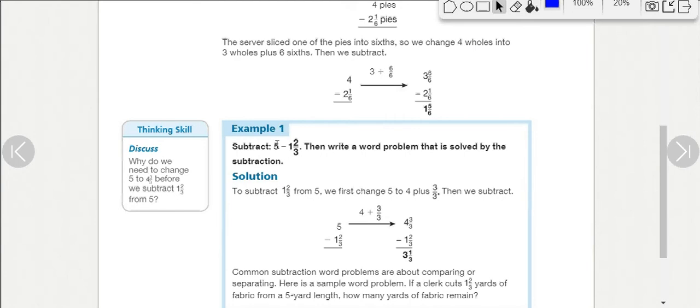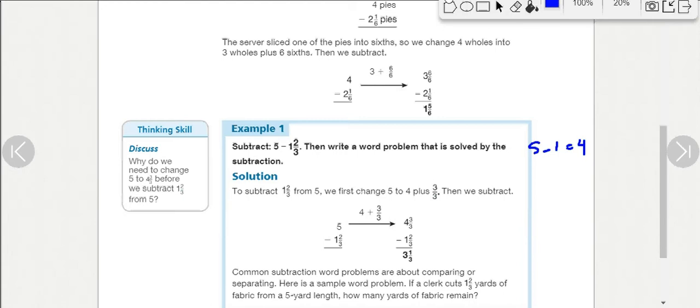How about if we have 5 pies and we take 1 and 2/3? Again, we could write a word problem. Before we do that, how would the arithmetic work out? You've got 5, you take 1 away, so subtract your whole numbers first. 5 minus 1 is 4. Then take your 2/3 away.